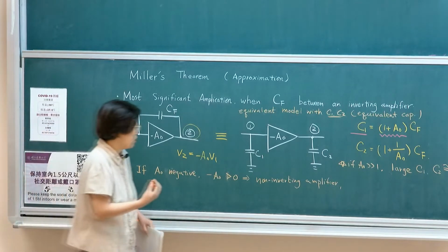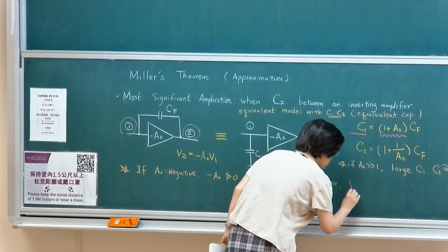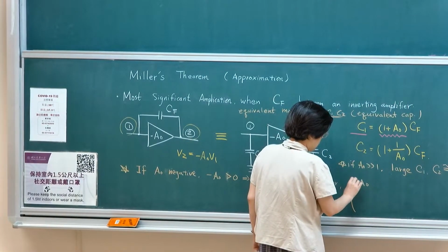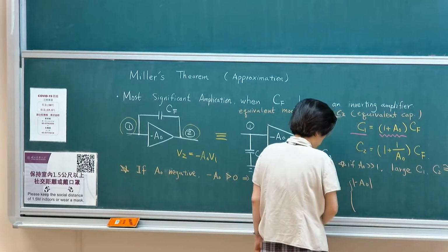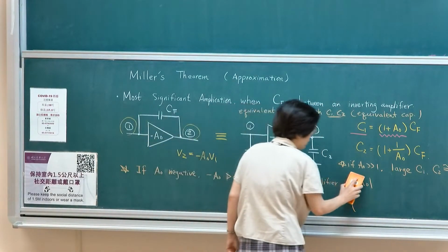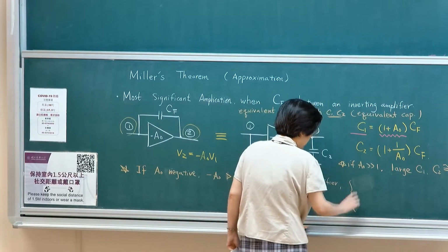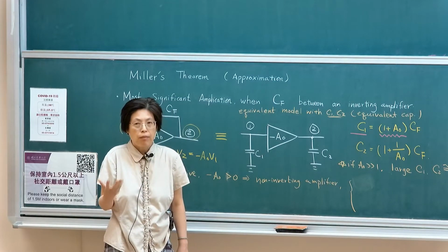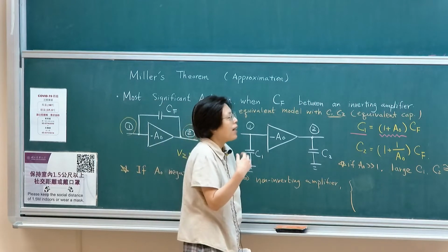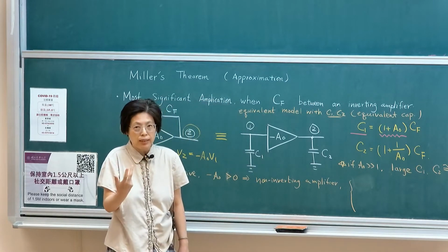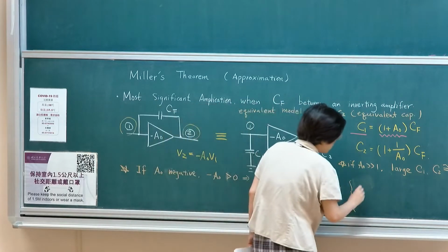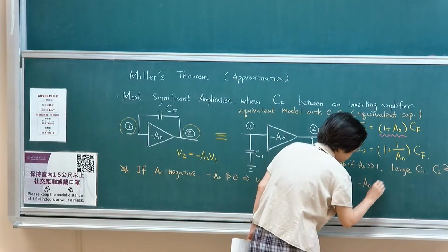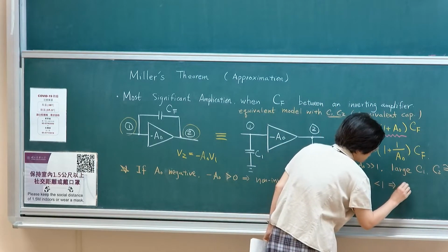There are two conditions. If A1, the non-inverting component, I should say, let me just use A1, is negative, it simply means that the gain itself is negative. I should say A0 is negative, but minus A0 is positive. So if minus A0, the overall gain, this is a positive number, is smaller than 1, you would then have smaller.